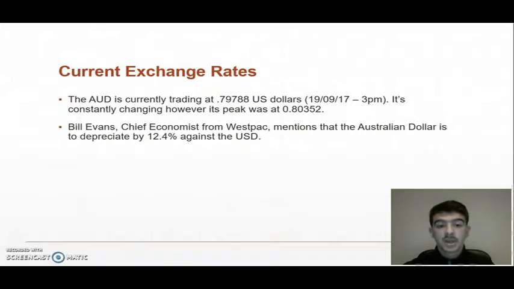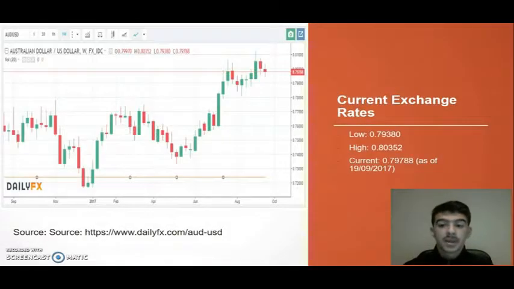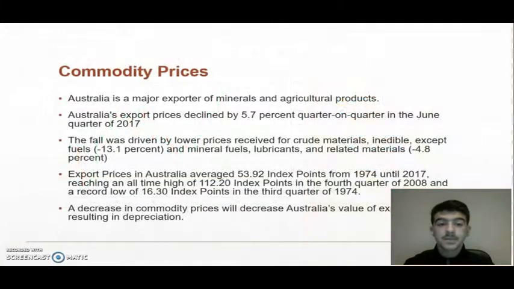Currently, the Australian dollar is trading at 0.79788 US cents at 19 September 2017. It is constantly changing. However, its peak was 0.80 US cents. Bill Evans, who is a chief economist from Westpac, mentions that the Australian dollar is to depreciate by 12.4% against the US dollar. And this is a live chart from Daily FX that shows the Australian dollar against the US.